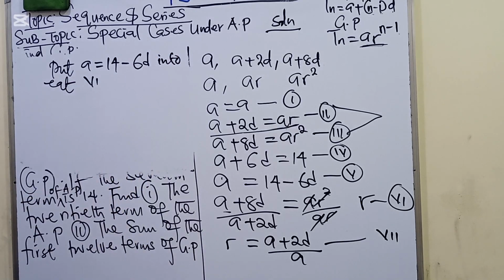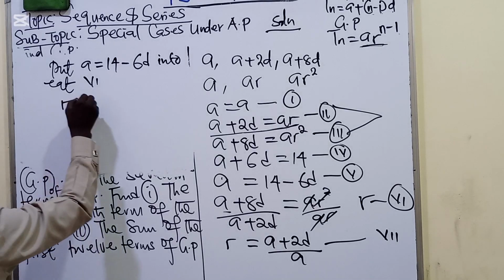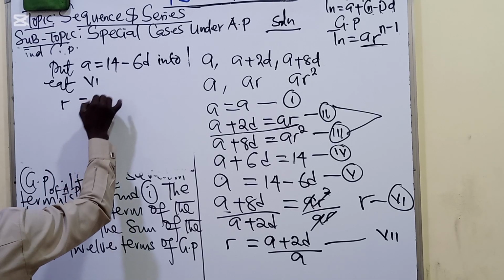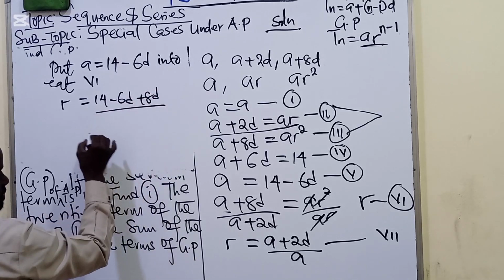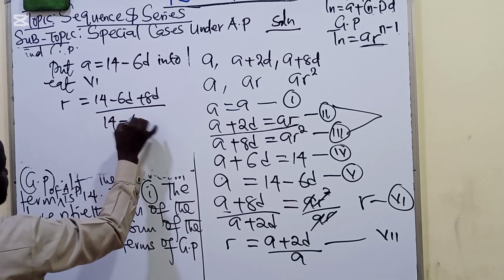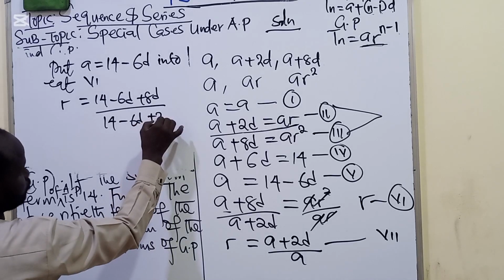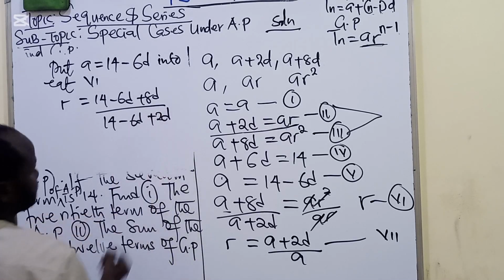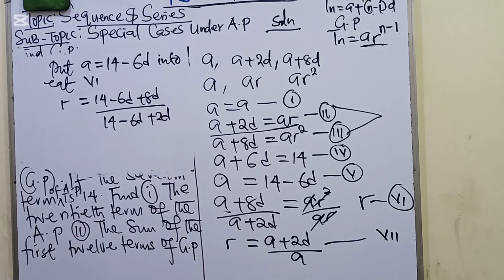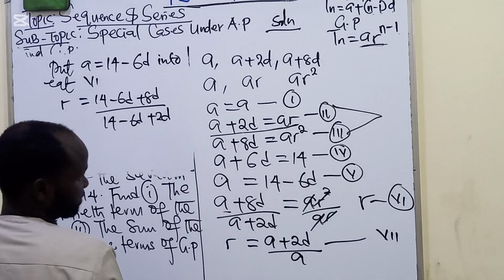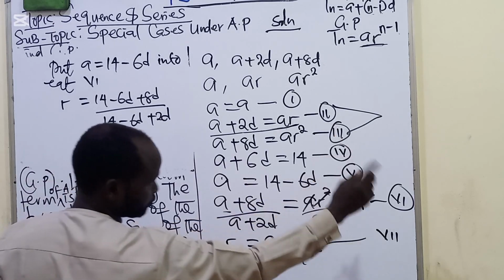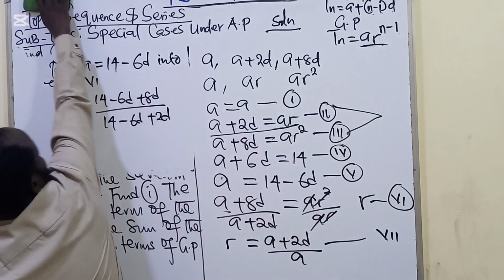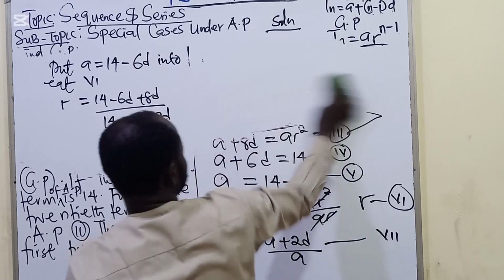So this will now be R equals 14 minus 6D plus 8D divided by 14 minus 6D plus 2D. Okay, what are we going to get? Let's work on this. Then we'll do the same. We substitute equation 5 into both 6 and 7. Okay, so let's move here.